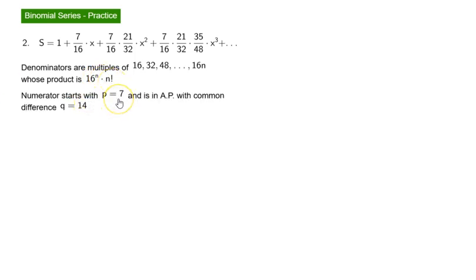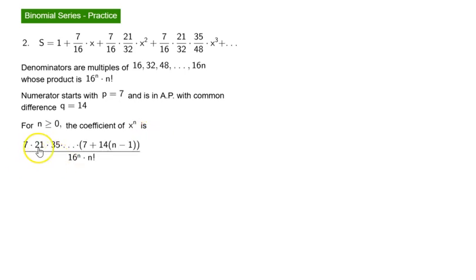Numerator starts with p equal to 7 and is in AP with common difference q equal to 14. So for n greater than or equal to 0, the coefficient of x to the power of n is 7 times 21 times 35 times, and so on up to 7 plus 14(n minus 1), divided by 16 to the power of n times n factorial. Now, note that 16 to the power of n, that 16 is not 14.